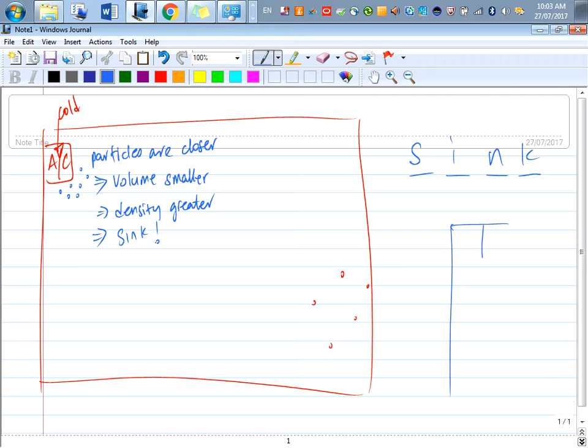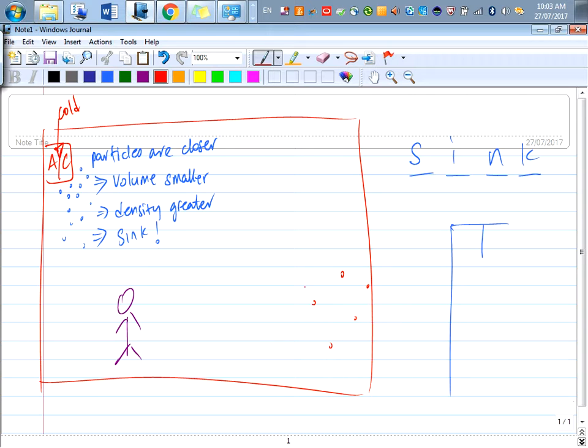Why do we want the cool air to sink? Because the people are down here, right? You want to feel the cool air. So you want the aircon to be on top, then the particles will sink. Then we get this portion gets cooler.